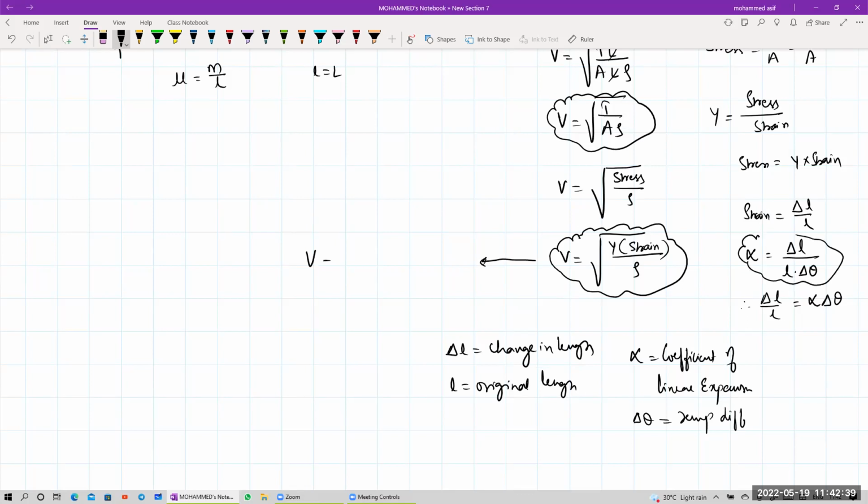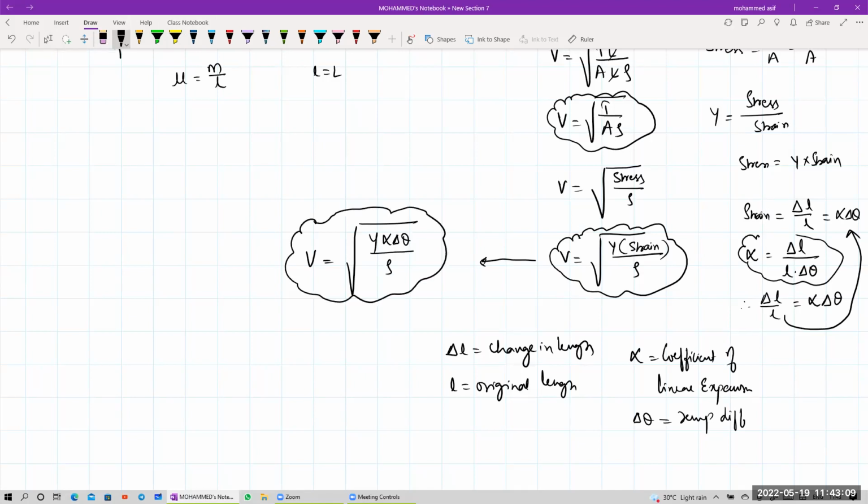So I can write this formula also right now, something like this. V is equal to under root of Y into strain, which is delta L by L, beta. This delta L by L will become how much for me? Alpha into delta theta, because I am substituting this value here. So in place of strain, I can write delta L divided by L, which is alpha into delta theta, divided by rho. Can I write like this? Yes, sir. See, if there is any confusion, let me know.